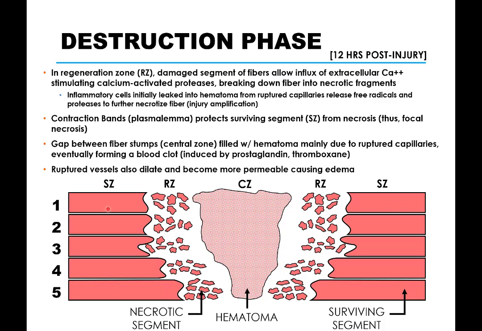So the contraction bands essentially help preserve the muscle fiber and prevent excessive or unnecessary degradation and necrosis. This is why the necrosis following a strain is described as focal. It is controlled and limited to just the area that was damaged. So if I asked on the exam which of the following mechanisms ensure focalized necrosis and protects undamaged portions of the muscle fiber, it would be the formation of contraction bands or plasma lemma along the edges of the undamaged fiber segments.